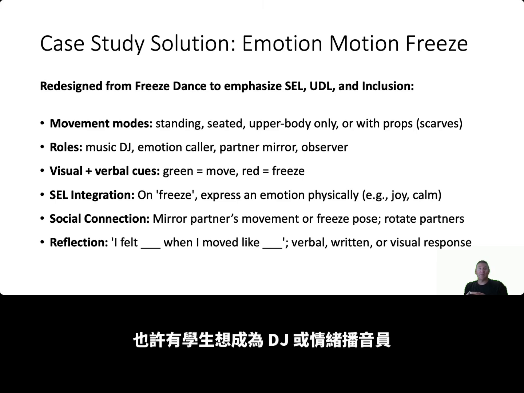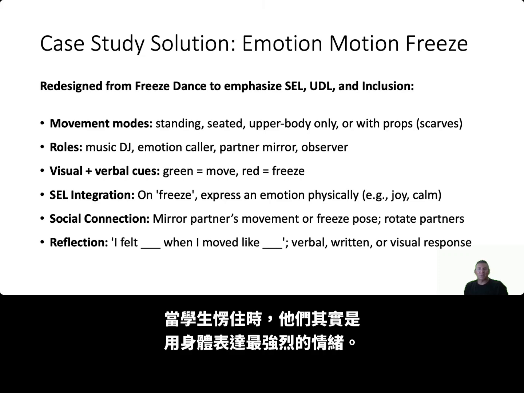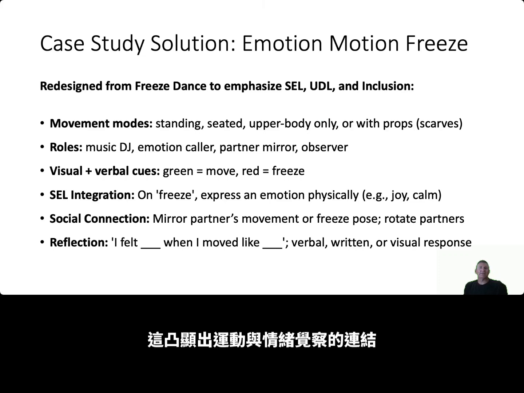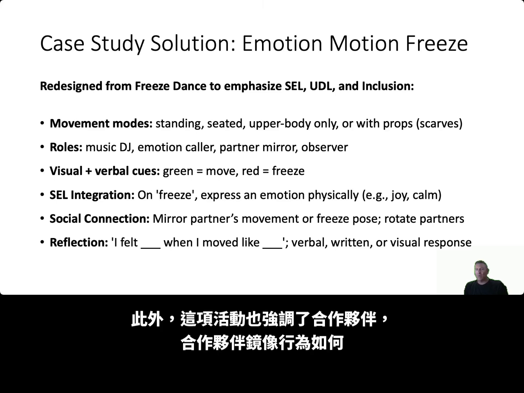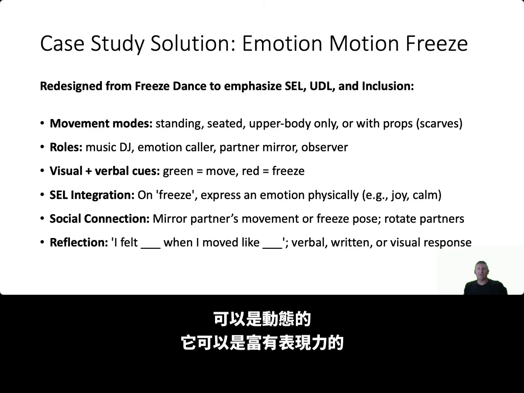Perhaps a student would like to be a DJ or an emotion caller. When students freeze, they express an emotion with their body. This links emotional awareness with movement. Moreover, this activity highlights how partner mirroring promotes social connection, and how the reflection component helps solidify learning. Remind the group that inclusive, emotionally intelligent physical education can be dynamic and expressive, and it still can be fun.